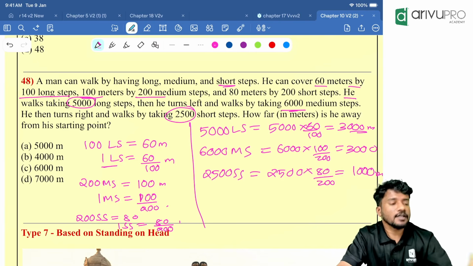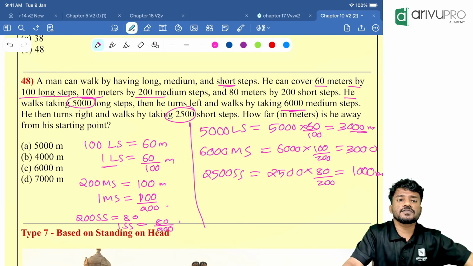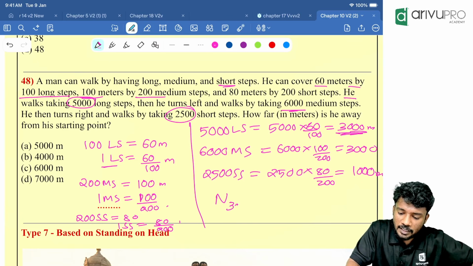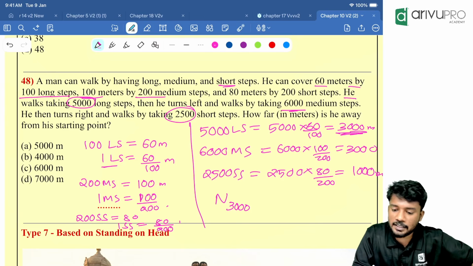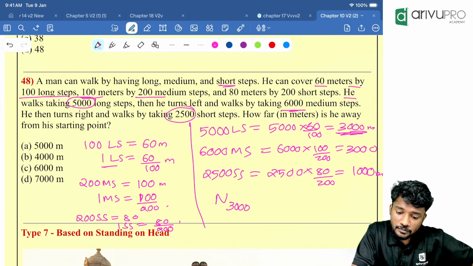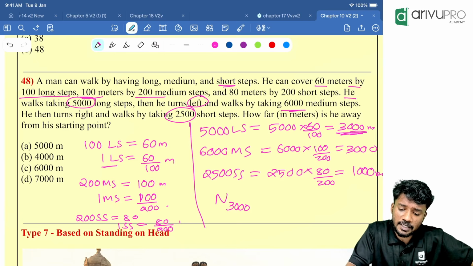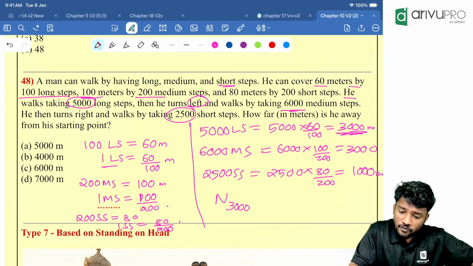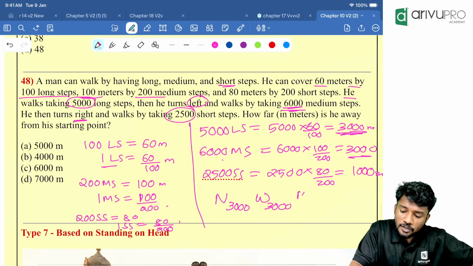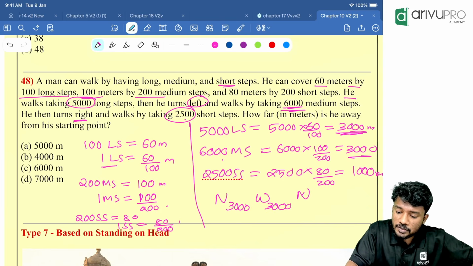Now we will check. Is the initial direction of the person given? No, we will assume it to be north. A person is walking towards north, 3000, not 300, 3000. Then what happens? He turns to the left, right? Left of north is what? West. And walks 6000 medium steps, which is how much? 3000. Then he turns to the right. Right of west is what? North. How many meters? 1000.